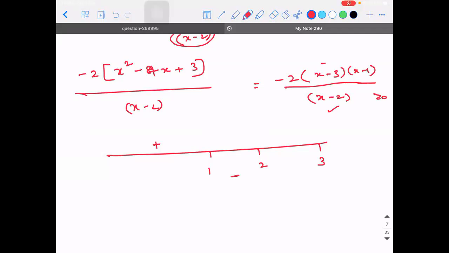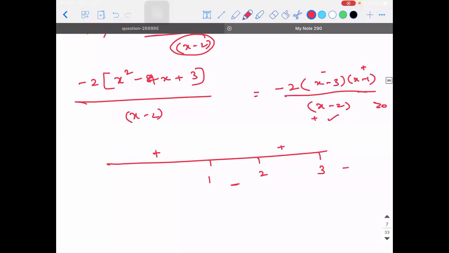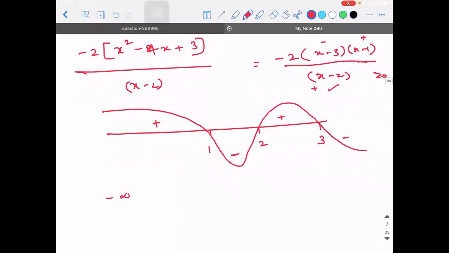Positive. Negative, positive. Positive. So obviously it is positive. Greater than 3. Negative. Negative. Negative. Negative, right? So use the wavy curve method. It goes like this. So minus infinity to 1, since 1 is in the numerator, closed bracket, union 2 to 3. 2 to 3 is included because 3 is in the numerator.